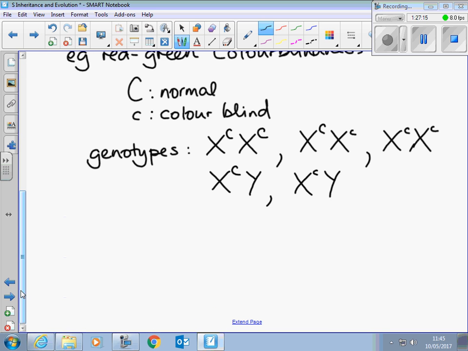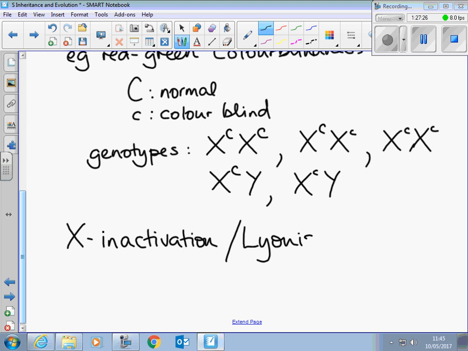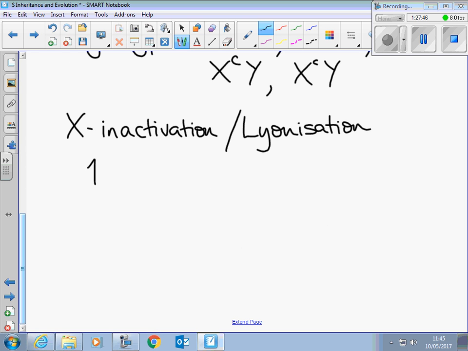We have this process called X inactivation. It's also known as lionization. Presumably it was elaborated by someone called Lion, and this is this process where one X in every female cell switches off. It becomes visible in the cell as a little condensed structure called a Barr body. So one X in each female cell switches off.